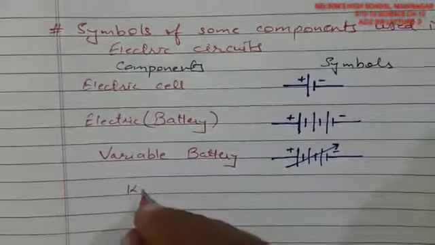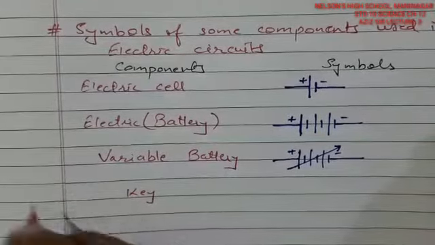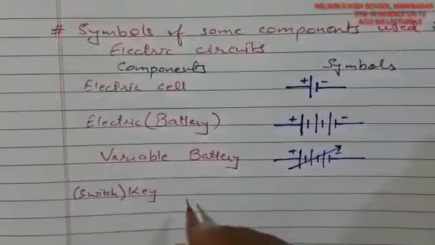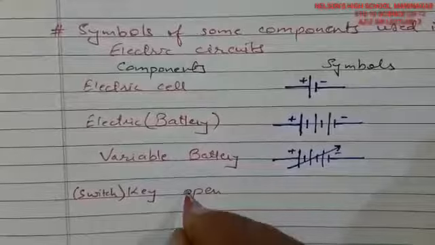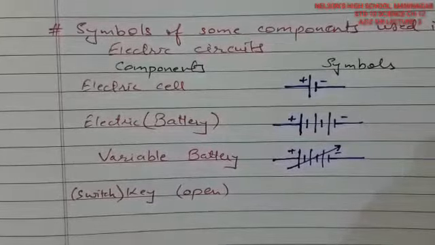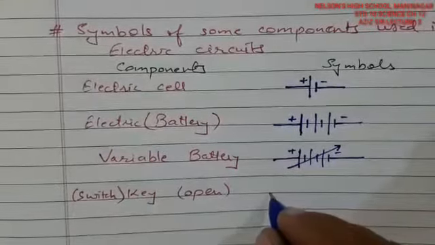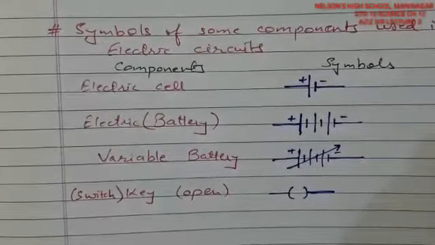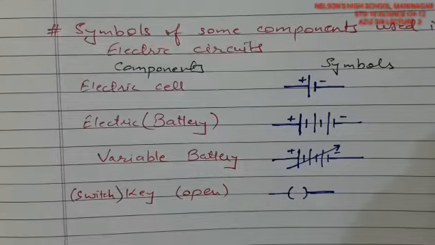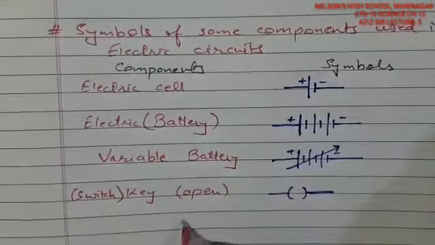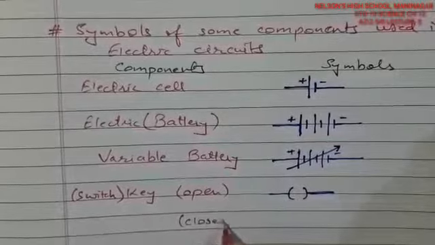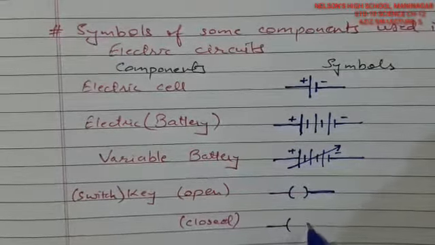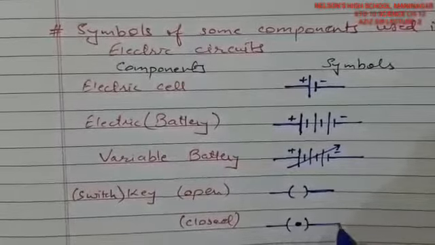Then the next is key. The key is nothing but switch. You can use the word as switch as common. If the switch is open, then we make it here as a line coming, 2 rounds and going on. So this is an open switch where it is not connected yet. And if this one is closed, then the symbol turns out to be this one, 2 rounds and a dot at the center. So this is the close key.